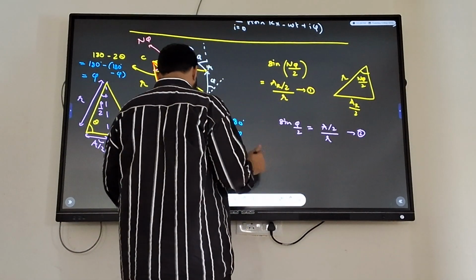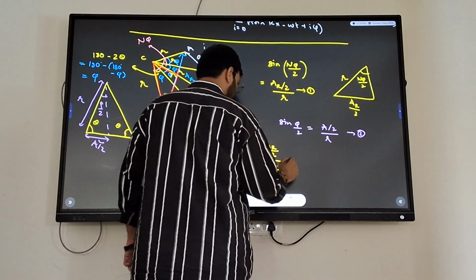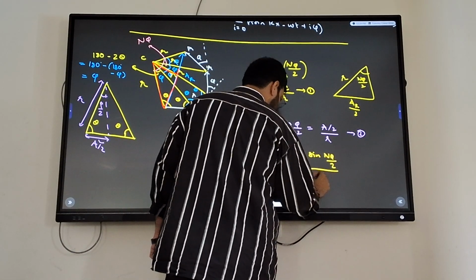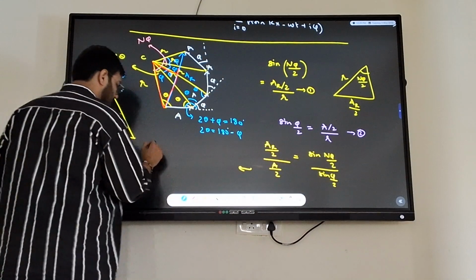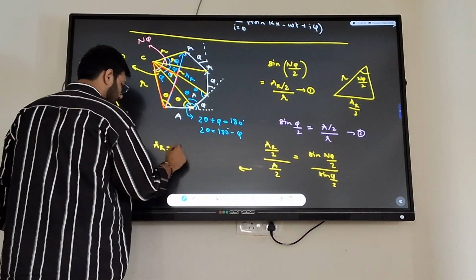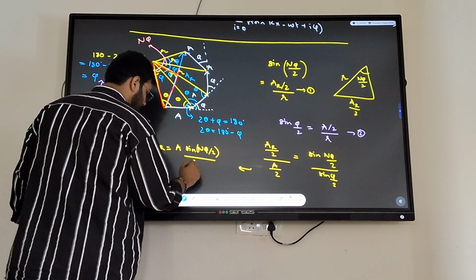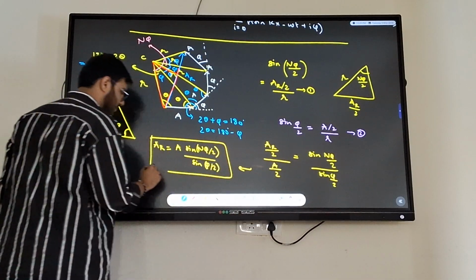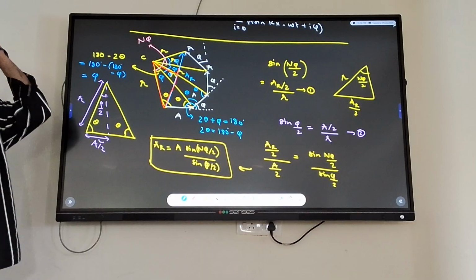Then what will be the final formula? AR by 2 upon A by 2 is equal to sine n phi by 2 divided by sine phi by 2. Then what should be AR? AR is A sine n phi by 2 divided by sine phi by 2. This is the final formula. We found it by vectors.